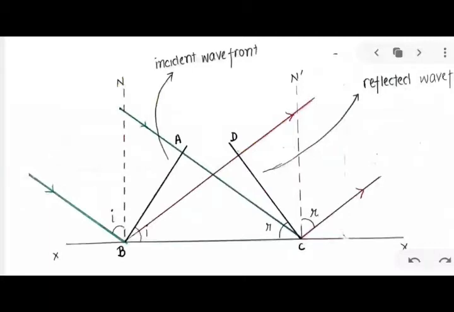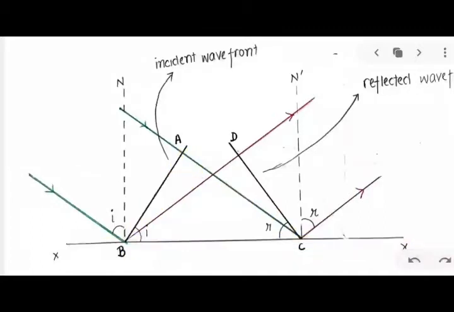Now consider a reflecting surface xy. Now on this surface a plane wavefront AB is incident. This wavefront is moving in this direction. The wavefront AB interacts with the reflecting surface at point B and gradually it interacts towards the point C.